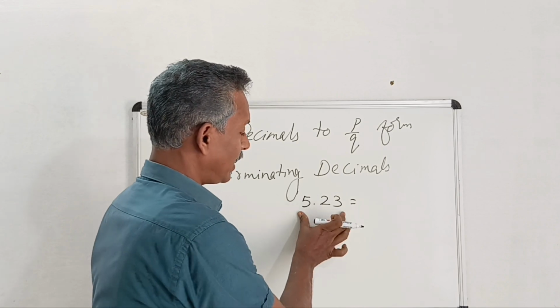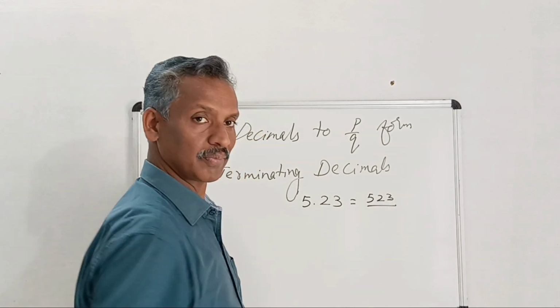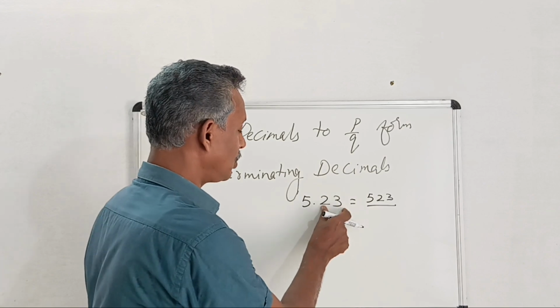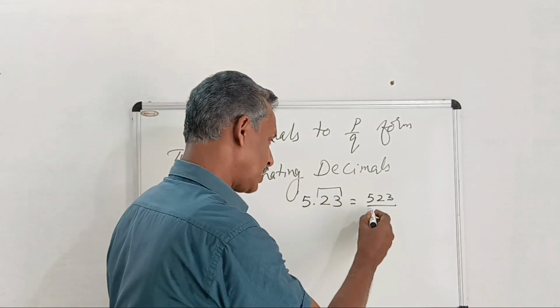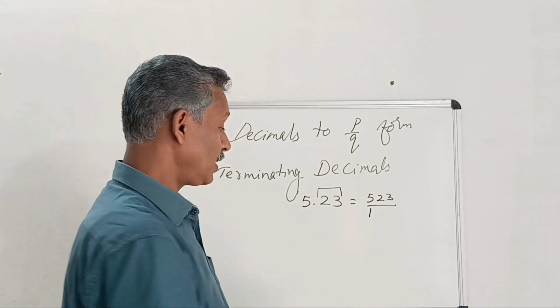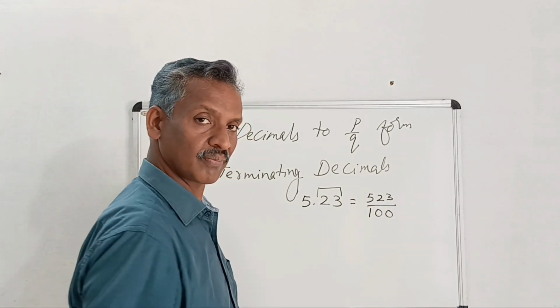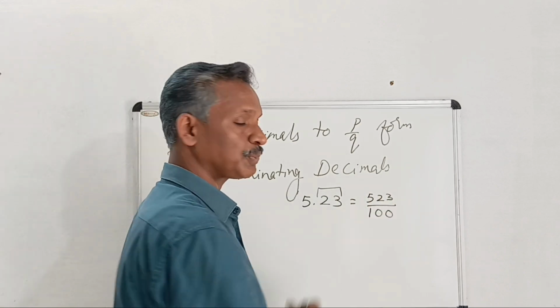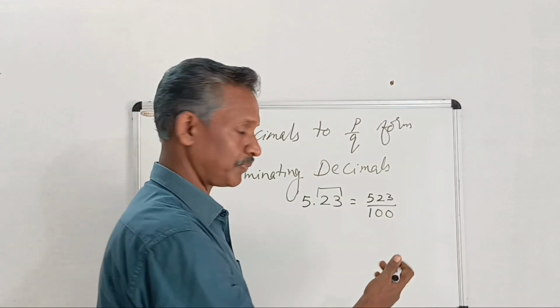Without the decimal, you write this number, 523, divided by... how many decimal places after the decimal? 2 places. Then you start with 1, always start with 1. If 2 decimal places, put 2 zeros. And if reduction is possible, if some common factors are there, you can reduce it to simplest form.